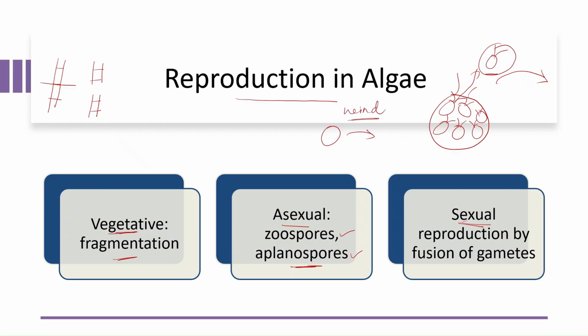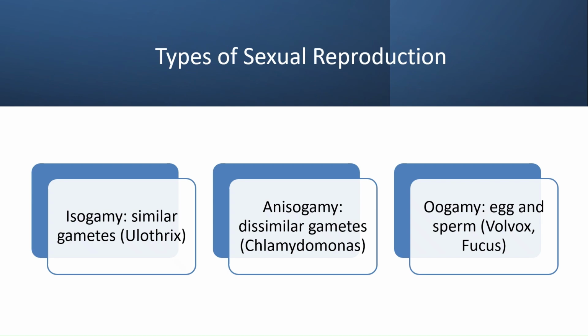Sexual reproduction is by fusion of gametes. That is, two gametes fuse and form algae, like this. So reproduction in algae is by three methods: vegetative method, asexual method and sexual method. As I told you in the last slide, sexual reproduction is nothing but two gametes fusing together and forming one algae. There are three types: isogamy, anisogamy and oogamy.